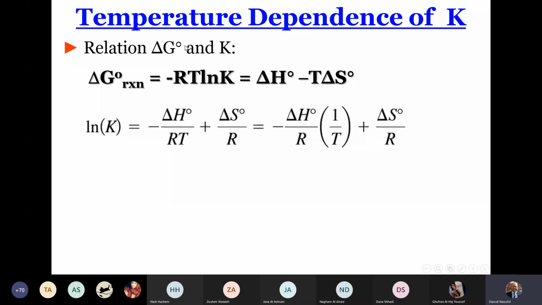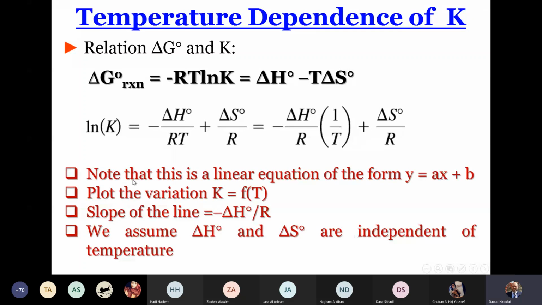For any temperature T, you have a value of K. So, for example, suppose you have a table given where you have the value of K for any temperature. You have two columns, temperature and K. You can write the variation of ln K as a function of 1 over T, and this is the equation of a straight line y equals ax plus b. So you should obtain a straight line. The slope of the line is equal to minus delta H0 divided by R.